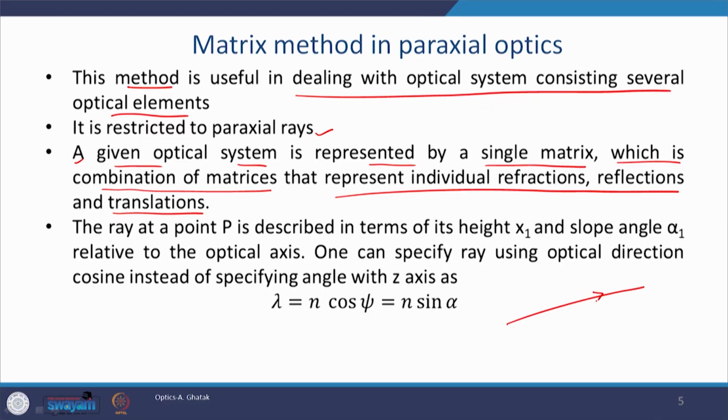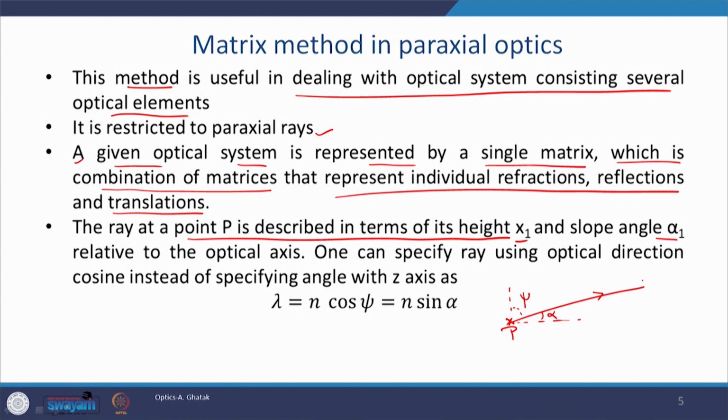Okay. Now, when a ray travels, suppose this is the ray which is travelling, and it is inclined at angle alpha with the horizontal, then we may also say that it is inclined at angle psi with the vertical. And suppose this point is P at which these discussions are done. Okay. Now, a ray at a point P is described in terms of its height x1 and slope angle alpha 1. What does this height and slope angle mean?